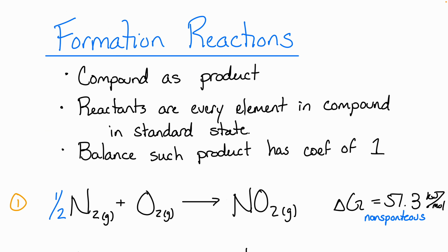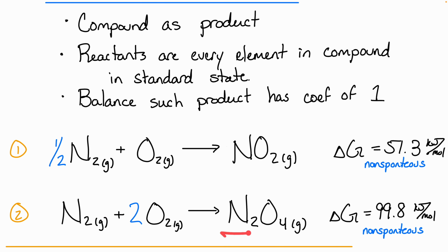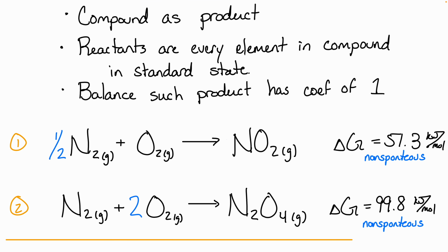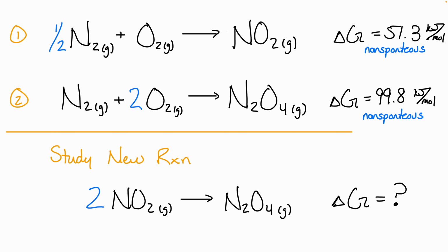We found that the delta G reaction for this reaction was 51.3. And remember, because of the sign of delta G, we were able to say that this reaction is non-spontaneous. We looked up a similar reaction, the formation reaction of dinitrogen tetraoxide. We also looked up its thermodynamic variable, also a positive value. But these are our two known reactions, right? These ones that are tabulated on that constants page. And we want to use them to study this reaction here. So how are we going to do that?